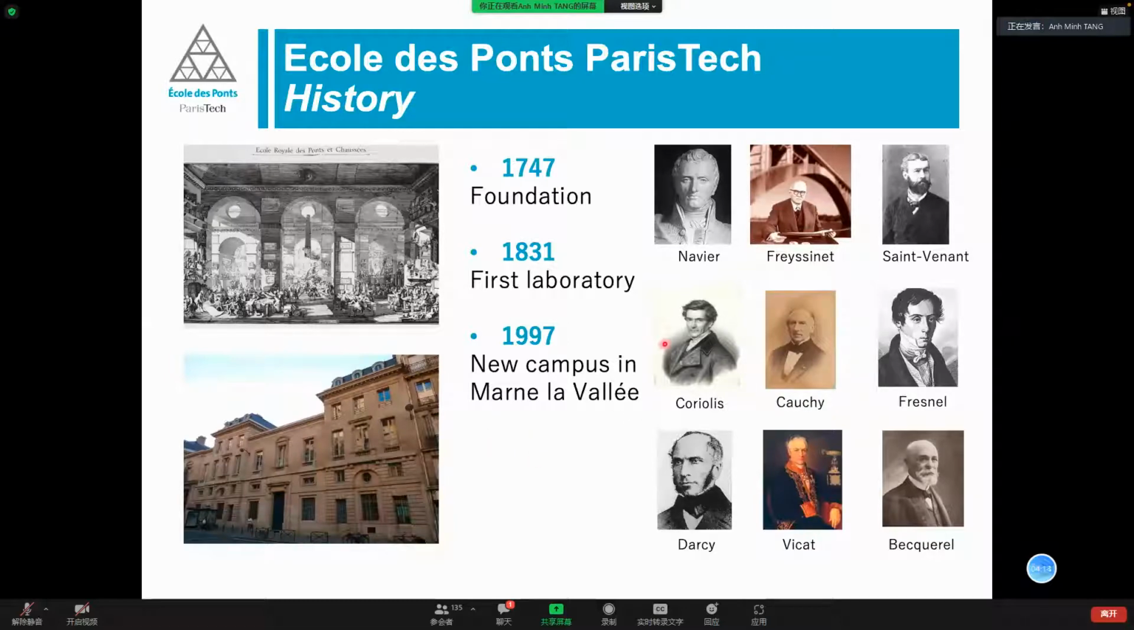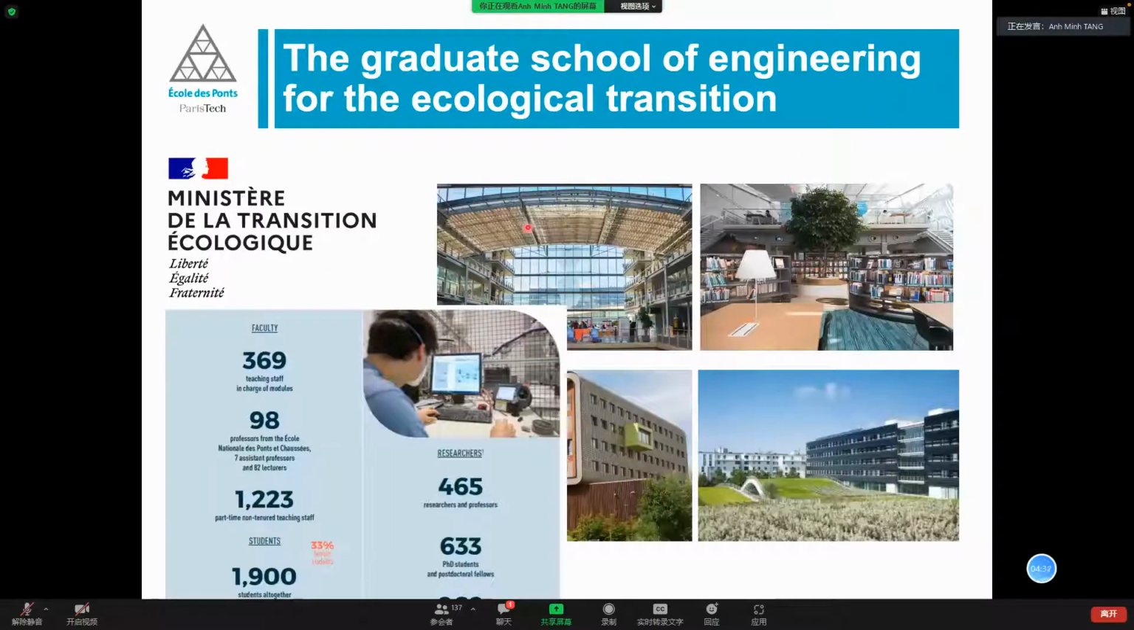Some of the famous students from this school, you may know the names: Navier, Cauchy, Darcy, in our domain of soil mechanics or geoengineering. Now the school is outside Paris, and we can call it a graduate school of engineering for the ecological transition, because the school belongs to the Ministry of Ecological Transition in France. Compared to other universities, it's a small college. In total, there are around 2,000 students in the school.